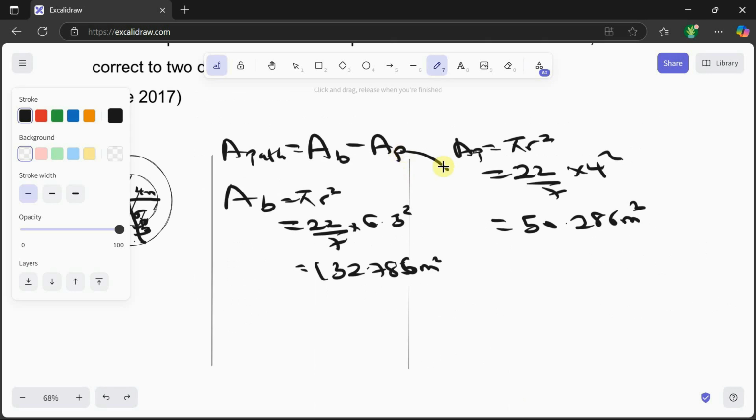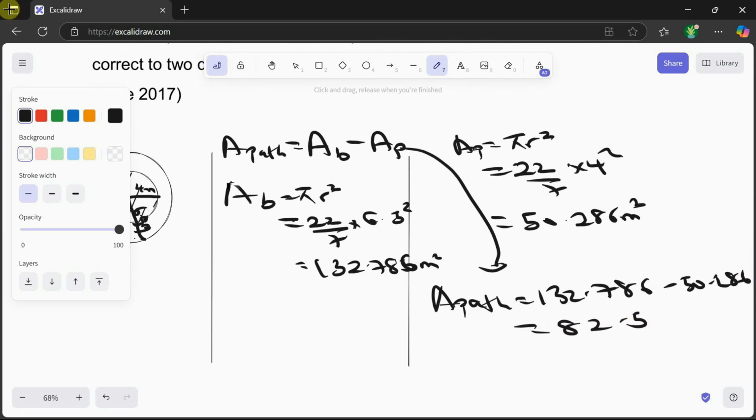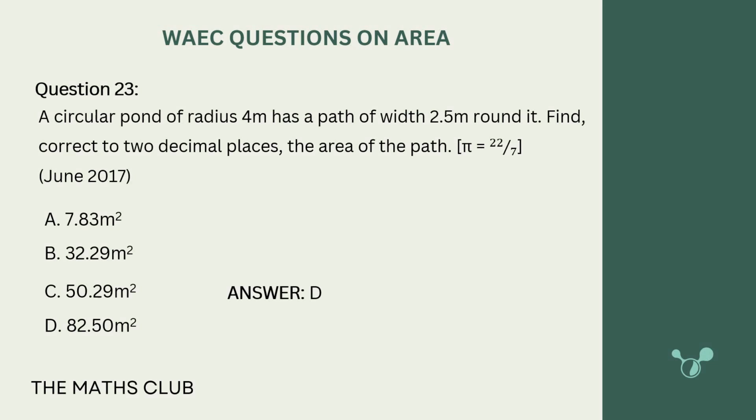So if you substitute here, the area of the path would just be 132.786 minus 50.286, and that would be 82.5, but it's asked to 2 decimal places, so that would be 82.50 meters squared. So that is the answer for this particular question. That will be option D.